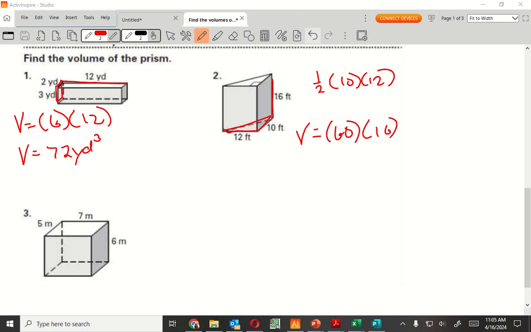And you said it's what? He said 900. Do you believe him? No. When you put it in. 960?